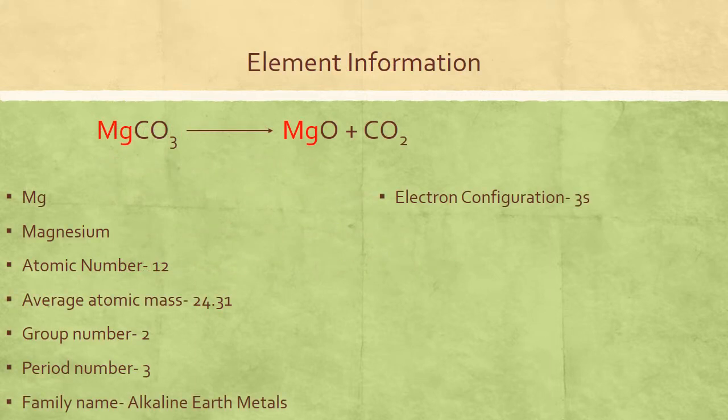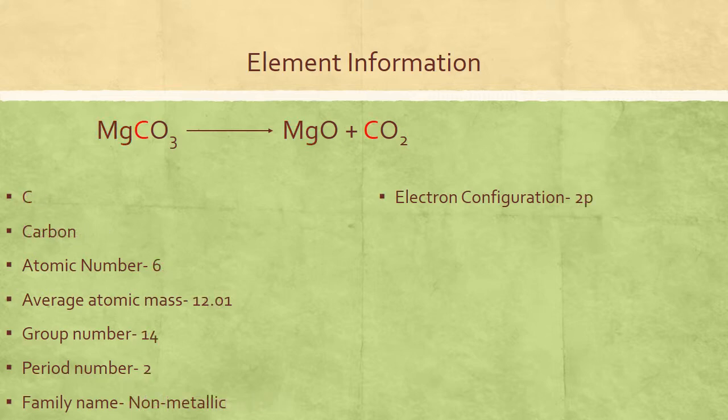Some facts about magnesium. The element symbol is Mg, which stands for magnesium. It has an atomic number of 12, meaning it has 12 protons in a single magnesium atom. It also means that in a neutral magnesium atom there are 12 electrons. It has an average atomic mass of 24.31. It's in group number 2, period number 3, and it's an alkaline earth metal. Its electron configuration is 3s.